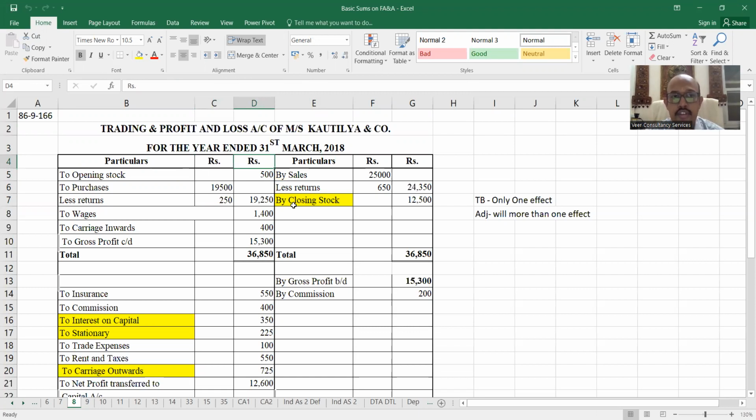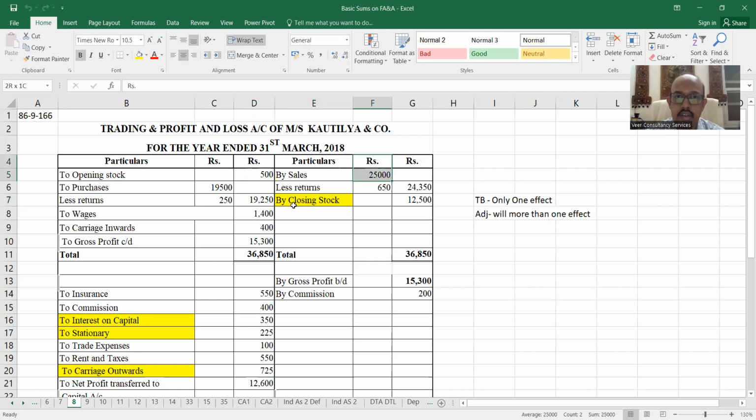Anything that is adjustment. So purchase had one adjustment. So that is written in the inner column. That's 90,500 less the returns, purchase returns 250, and the net amount goes in the outer column, 19,250. Wages are debited to trading account, carriage inward on the debit side. Then we had sales that came on the credit side.